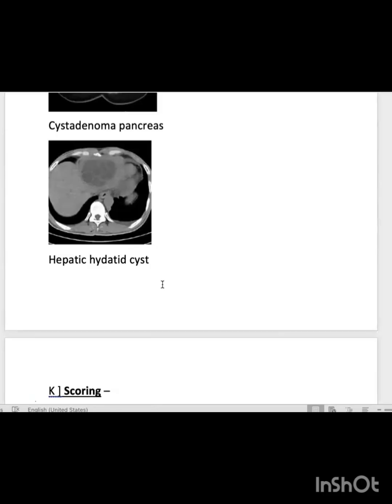Any questions till now or any misunderstanding till now? Can you repeat the pancreatic cystadenoma, the findings of CT? Serous cystadenoma pancreas is a benign lesion which occurs in the body of the pancreas.